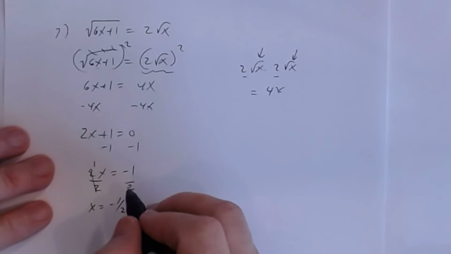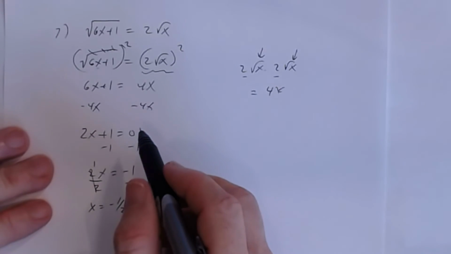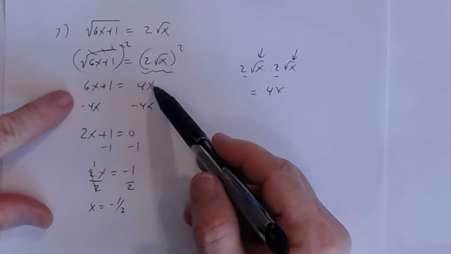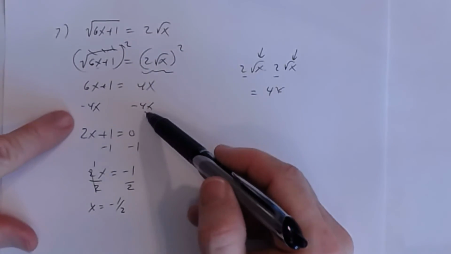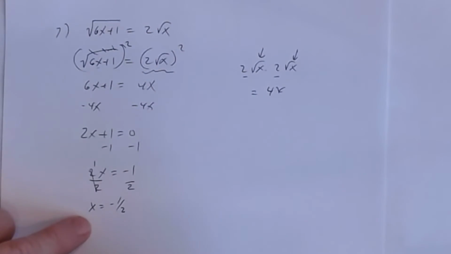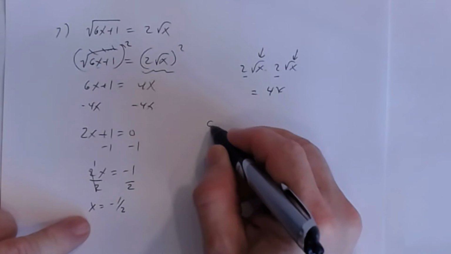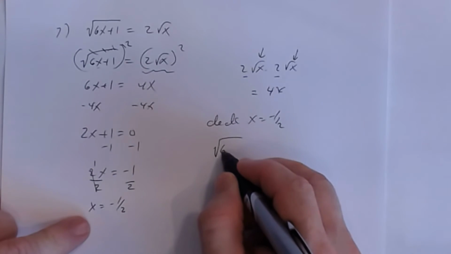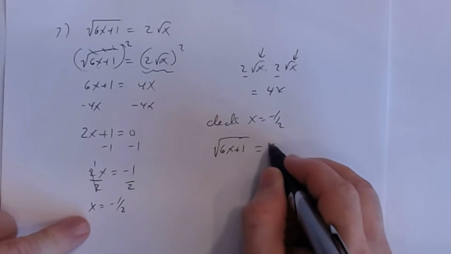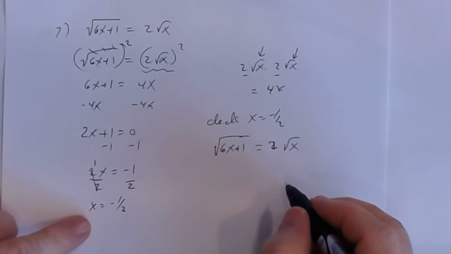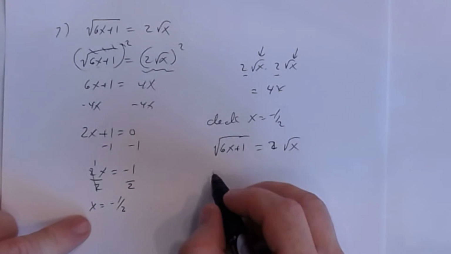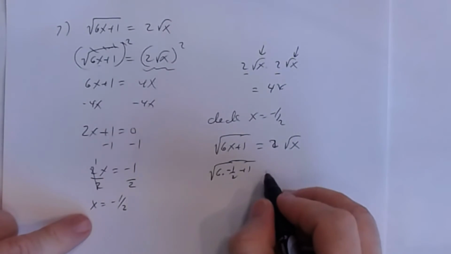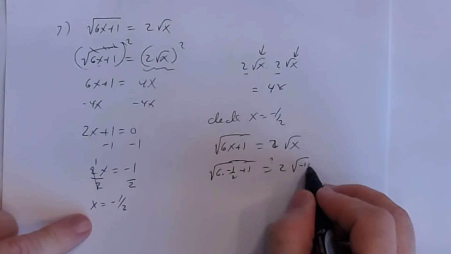Okay, now we have to check. You go back to the original problem. Let me make sure I didn't make a mistake anywhere. This is 4x. Looks right. Okay, so let's go back to the original. We're going to check x equals negative 1/2. So I get the square root of 6x plus 1 equals 2 square root of x. So 6 times negative 1/2 plus 1, and you want to see if that's going to equal 2 times the square root of negative 1/2.